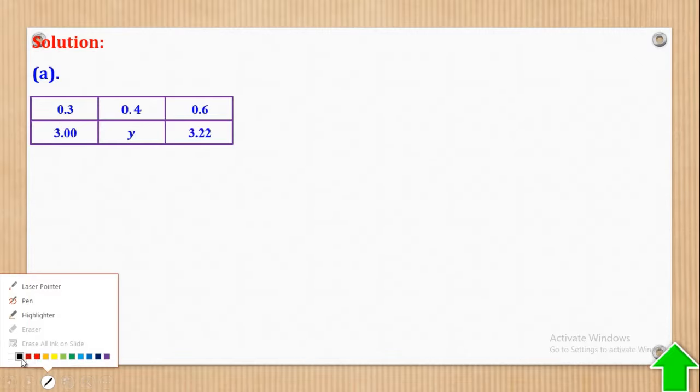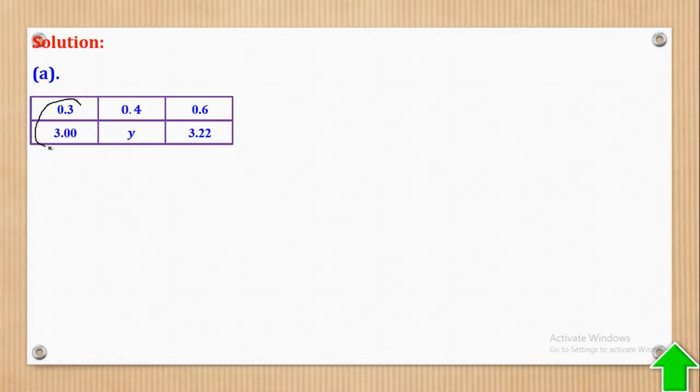So what you have done, you have extracted out this value and these values, and in between them you have put this value which was given, and this one is unknown. So we are going to use linear interpolation to find this value. First of all, you have to remember the formula: the ratio of changes in y is equal to the ratio of changes in x.